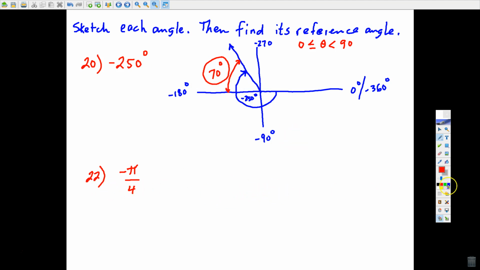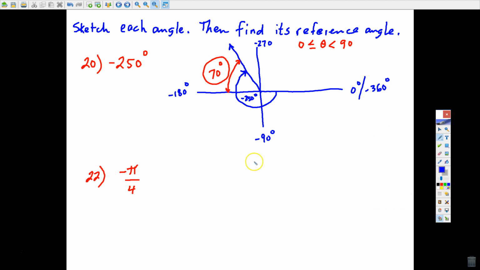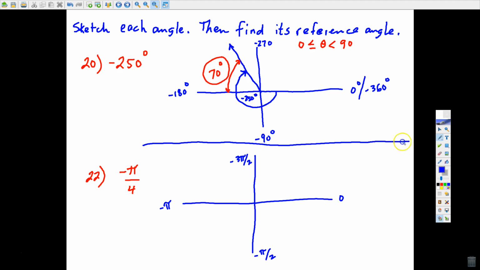Okay, let's take a look at number 22, and this is in radians, so that's no problem. We'll just go ahead and identify our xy plane, 0. This would be -pi/2. Remember, halfway is -pi, going in this direction. This would be -3pi/2. Just separate these, don't get confused. And then all the way back around would be negative 2 pi.